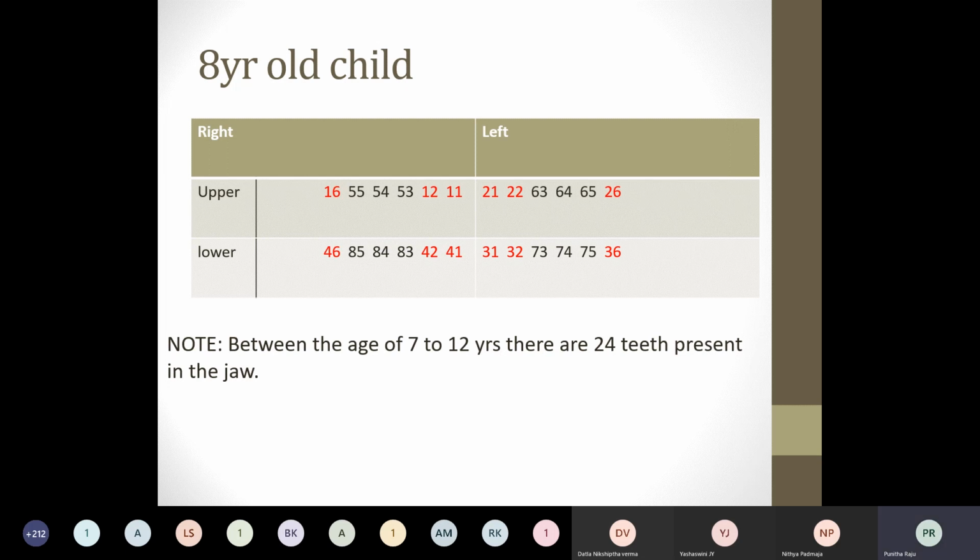What you can do is take different ages, 6 years, 7 years, 8 years, 9 years, 10 years till 12 years. You can just write the FDI charting. Write which teeth are present, which are temporary and which are permanent. For permanent it is 1 2 3 4. For temporary it is 5 6 7 8.